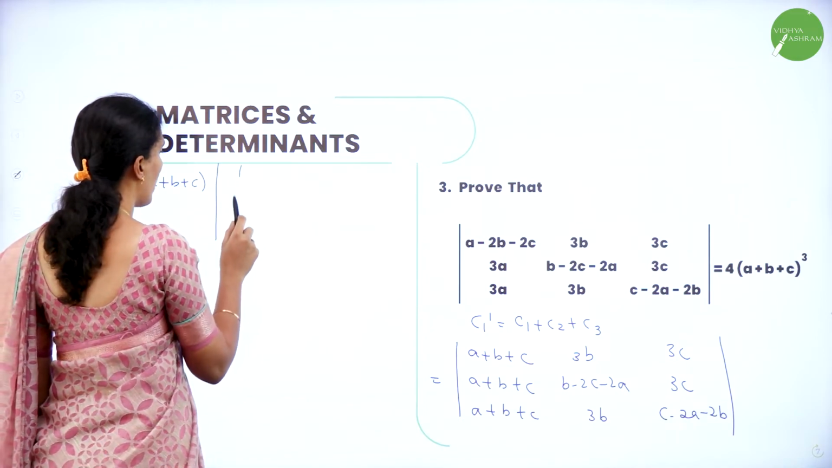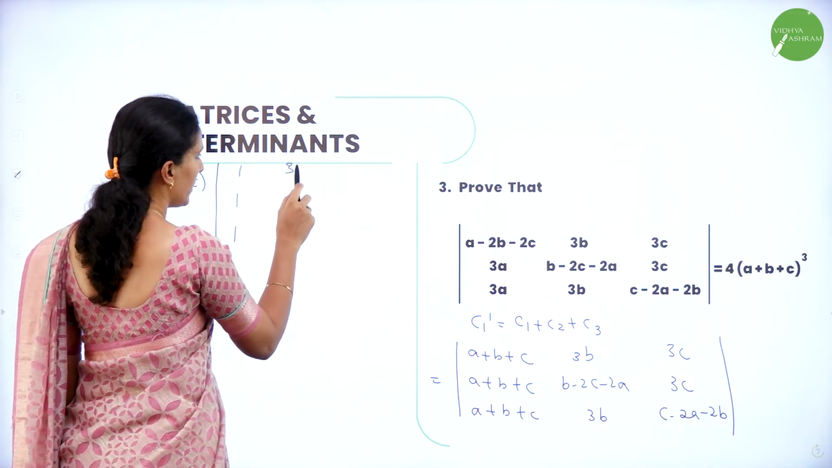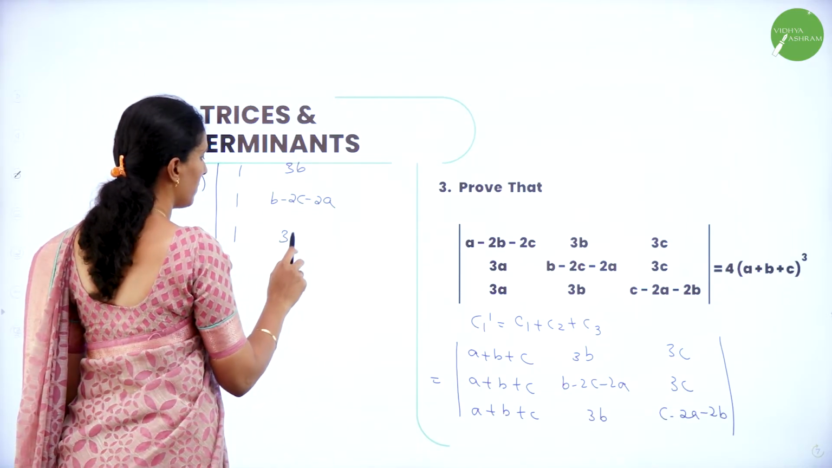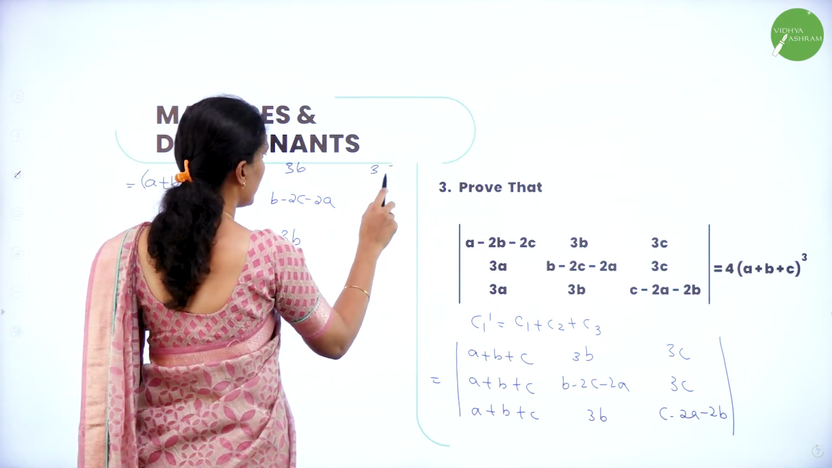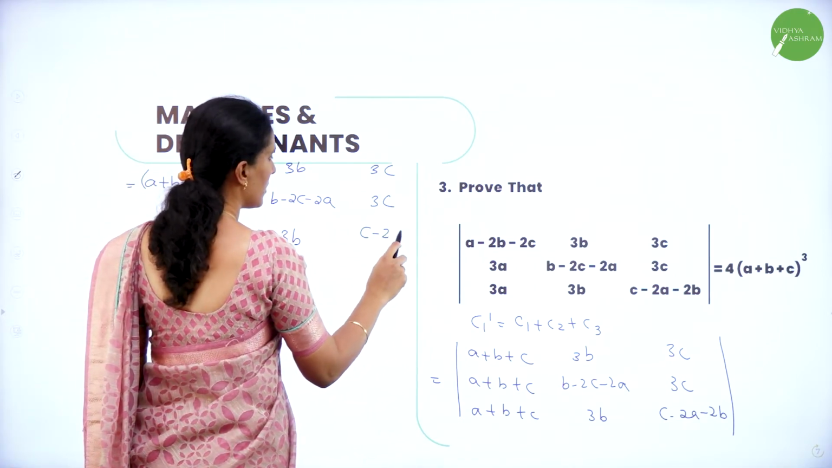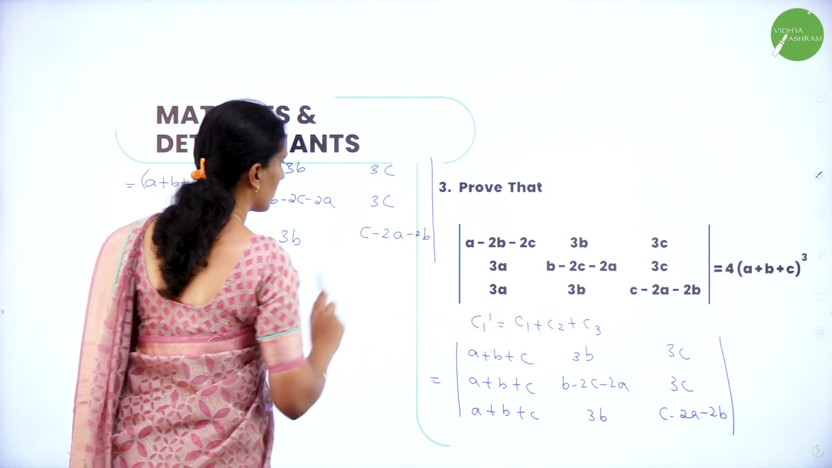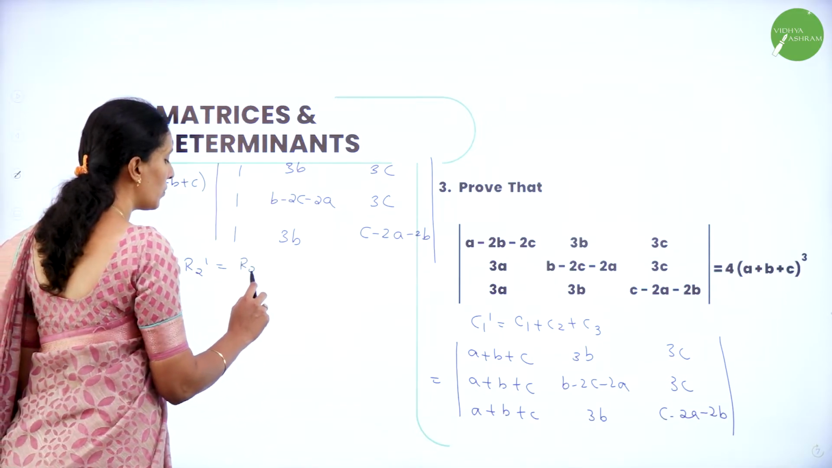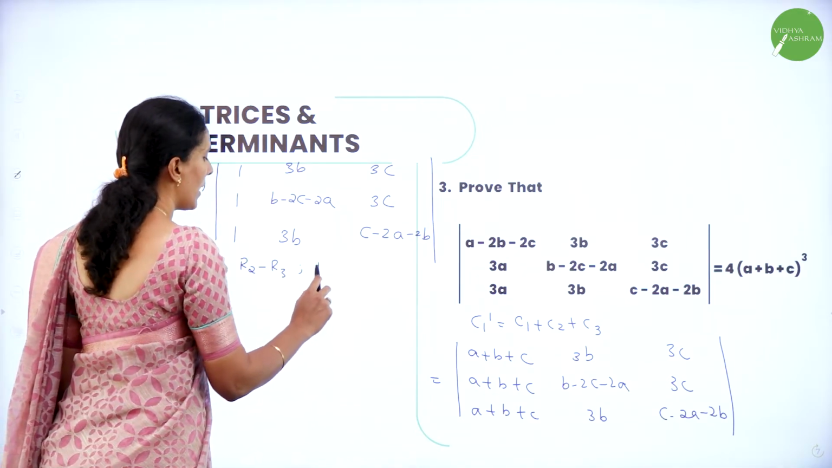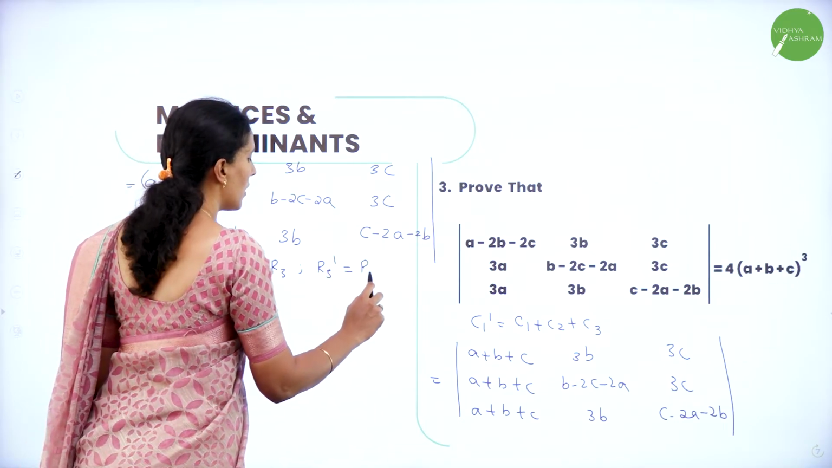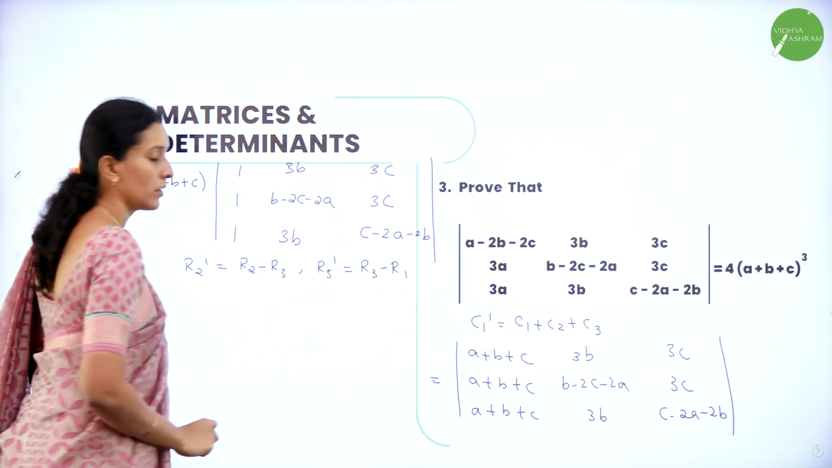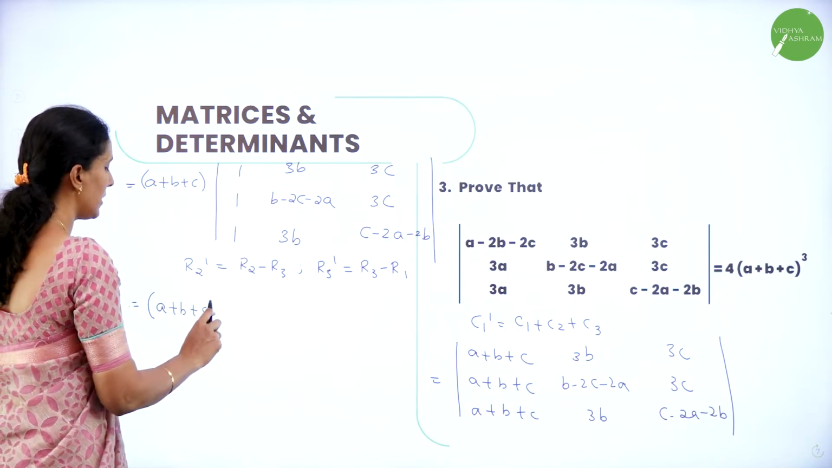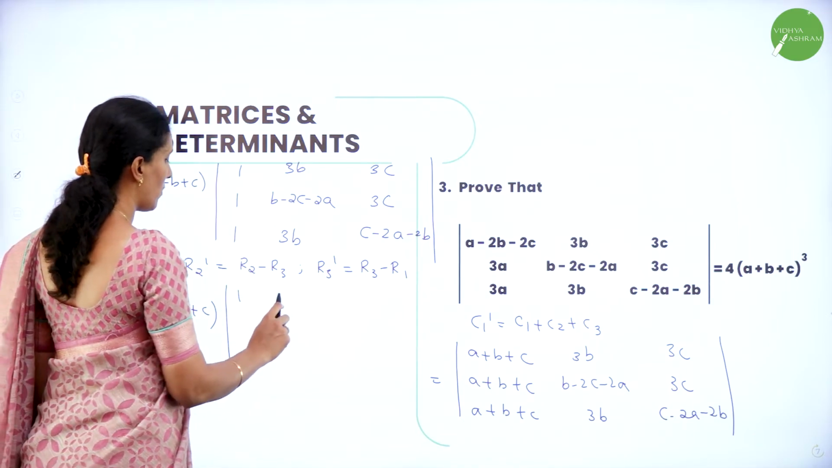So the result is 1, 1, 1; 3b, b minus 2c minus 2a, 3b; next 3c, 3c, c minus 2a minus 2b. Next I will take R2 dash equal to R2 minus R3 and R3 dash equal to R3 minus R1. So let's see now what happens. A plus b plus c, and here write the first row as it is.